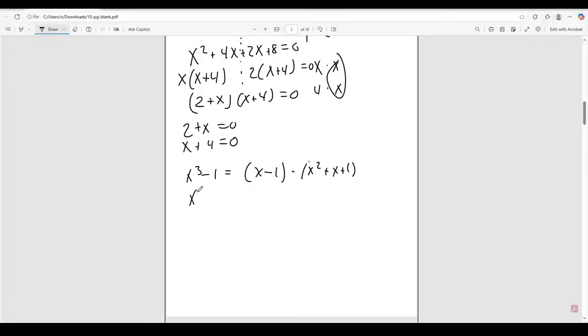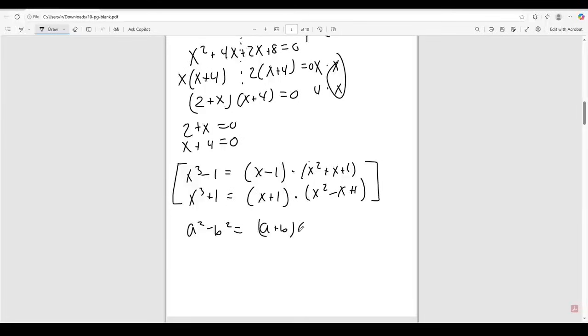Then you also need to know that x cubed plus 1 is just equal to x plus 1 times x squared minus x plus 1, okay? So those are the two forms for x cubed that you need to know. You also need to know, in terms of factoring, that a squared minus b squared is equal to a plus b times a minus b.